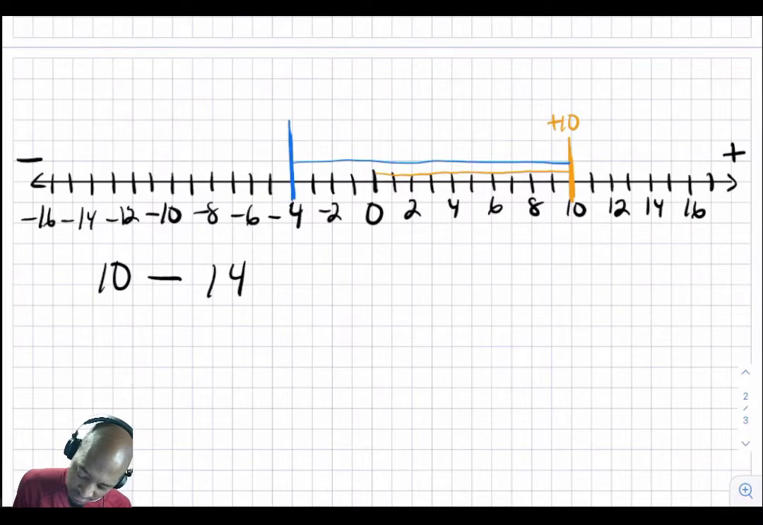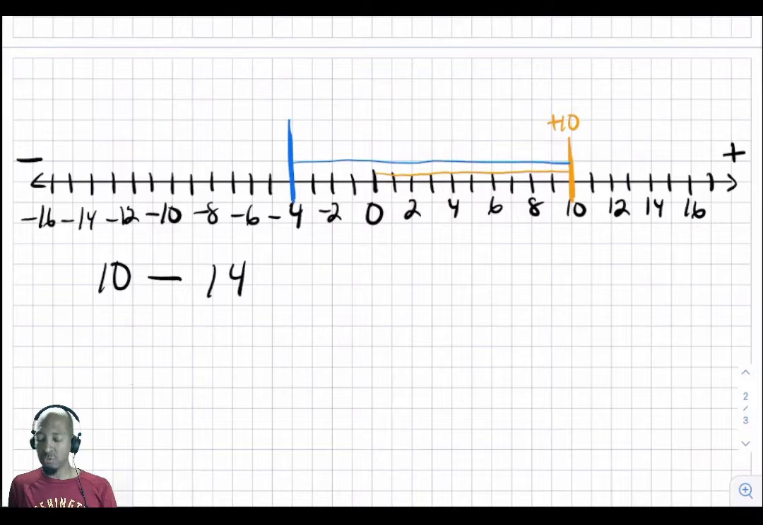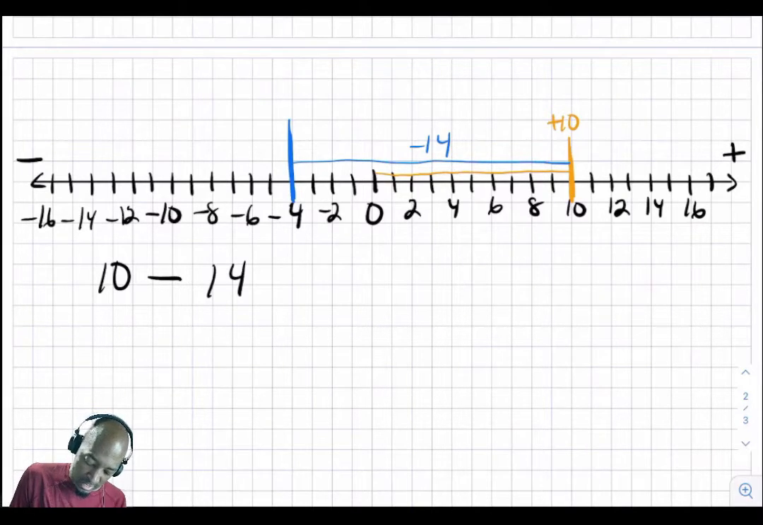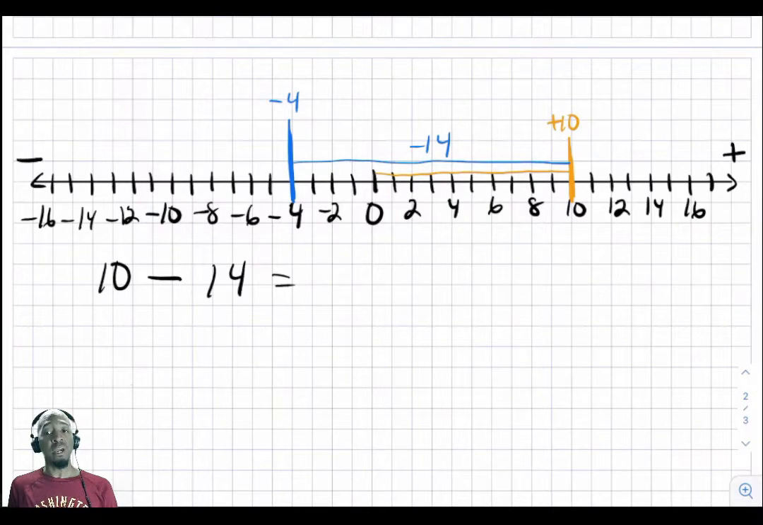Here it is at negative 4. So this is 14 units. I'm showing you in blue how many units that was. And you see where it landed here at negative 4. So graphically, we see that it landed at negative 4. And that's just a few examples of how you can use the number line to basically add and subtract positive and negative numbers.